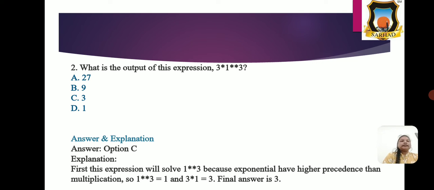In this expression, first it will solve 1 exponent 3, because exponentiation has higher precedence than multiplication. So 1 exponent 3 gives the answer 1, and 3 multiplied by 1 gives the answer 3. So the final answer is 3, that is option C, the right answer.